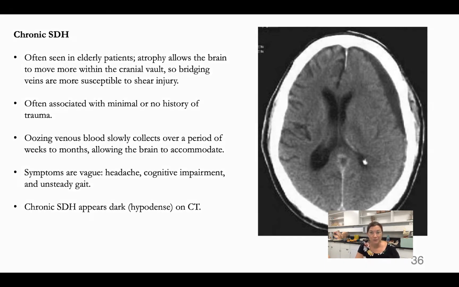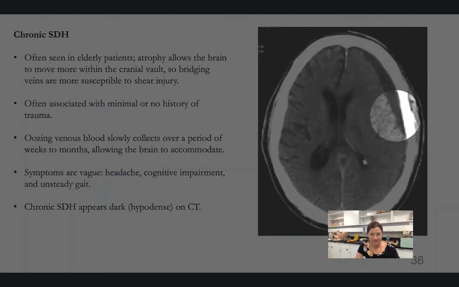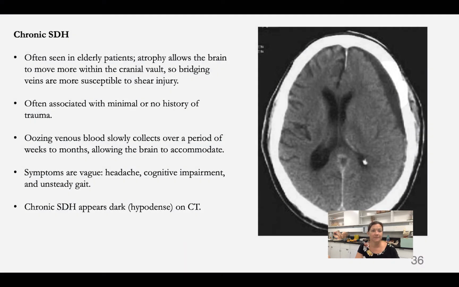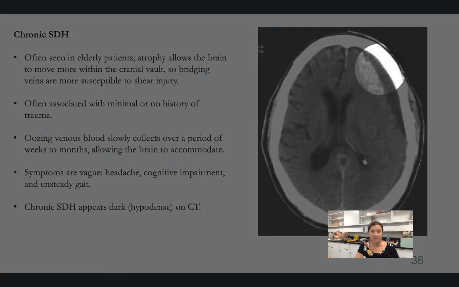In contrast, you can have a chronic subdural hematoma, as we see here, with vague symptoms, maybe a little bit of a headache. If and when imaging is finally done, a chronic subdural hematoma will appear hypodense on CT.